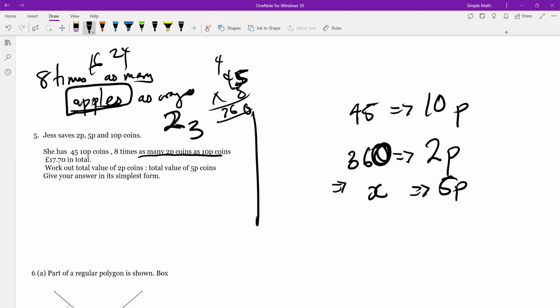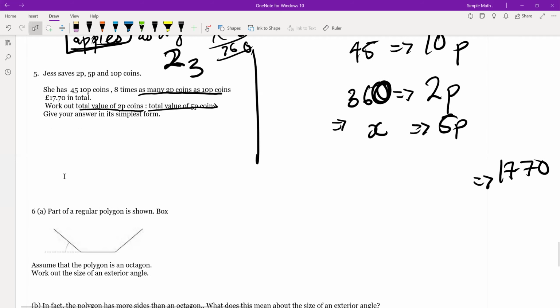So work out the total value of 2p coins ratio total value of 5p coins. Give your answer in its simplest form. So they didn't even ask us, they just want the ratio. Okay. So what do we have to do? We have to multiply. If the total is 17.70, first of all, we multiply 45 by 10p. So let me do that. Let me come down a bit, give some space.